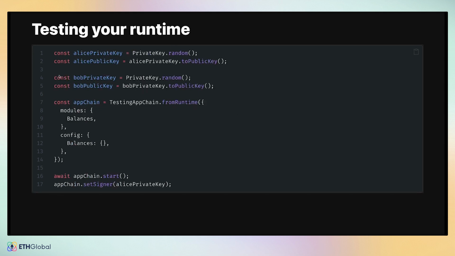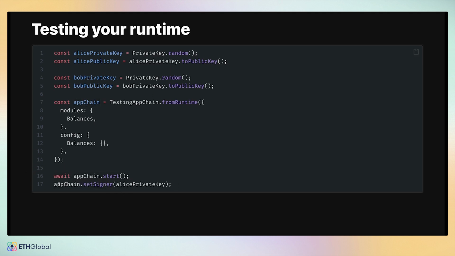So if you want to execute a runtime, let's first do a little bit of a setup. We first create some keys for Alice and Bob so that we can do the transfer from and to. Then we create a testing app chain from runtime modules. And the only thing we have to do is pass in the balances class that we have created with a config that's empty because we are currently not providing any config for that module. So now we have an app chain and we can start it. Very simple, one line of code.